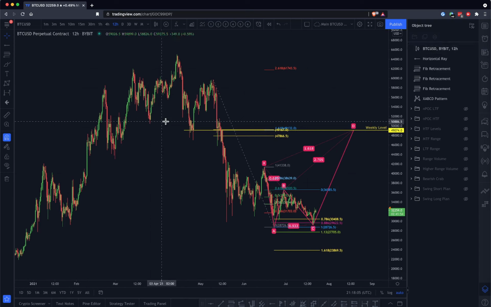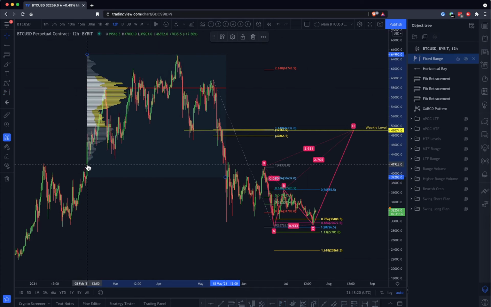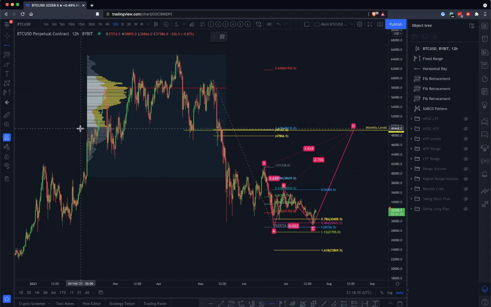We have a range here, right? Let's see what the volume levels of this range are. I will take the whole range before we have the drop here. So this is the range from here till the candle before we have that big drop to the low of the range. As you see, we have the value area low. This is the value area low.